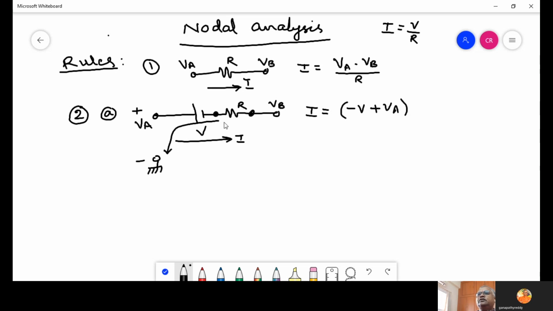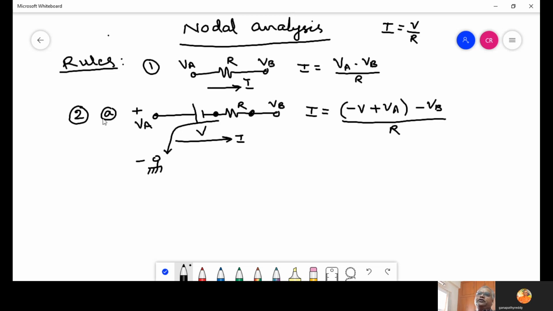That is the voltage here. We want current this side, na? So this current is nothing but this voltage minus this, minus VB, by R. So like this, easily you can write the expression without any confusion.